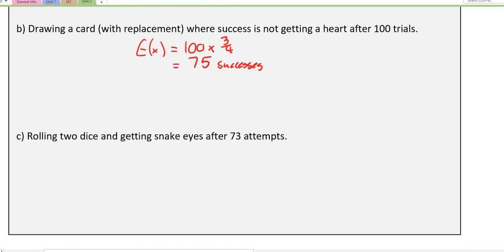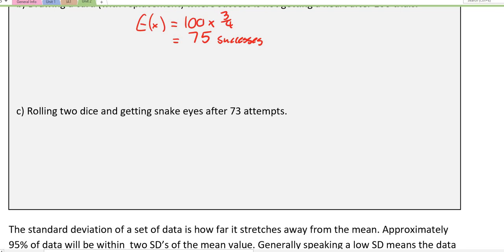75 successes. Rolling 2 dice and getting snake eyes with 73 attempts. I know this because I'm a nerd, but when you roll 2 dice, there's 36 ways the numbers can show up. You can get a 1 and 6 other numbers, a 2 and 6 other numbers, 3 and 6 other numbers, and so on. So the chance of getting double 1s would be 1 out of 36. So the expected number of snake eyes... Oh, by the way, snake eyes means 2 1s.